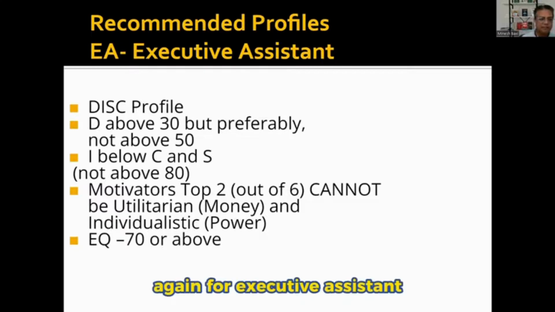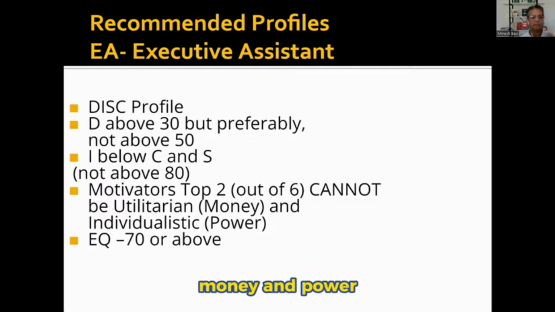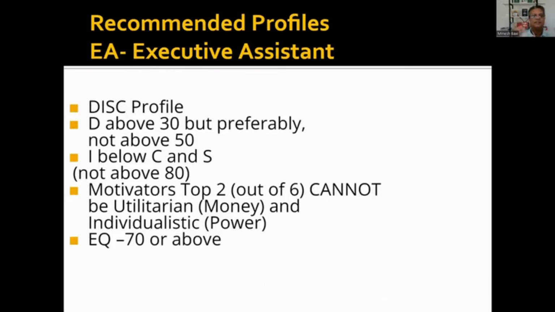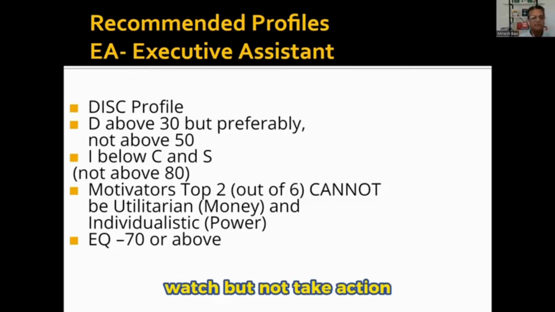The motivators, again, for executive assistant cannot be top, money, and power. Now, another one which is very relevant, which one of my clients educated me on as well, is that if the number on knowledge, theoretical, is very high, they are extremely slow implementers. You do not want, in an environment where people have to take fast action, wear different hats, the motivator, which is information, theoretical knowledge, to be high, above the median score, because then they tend to think a lot, read a lot, listen, watch, but not take action. So that's very important to know as well.